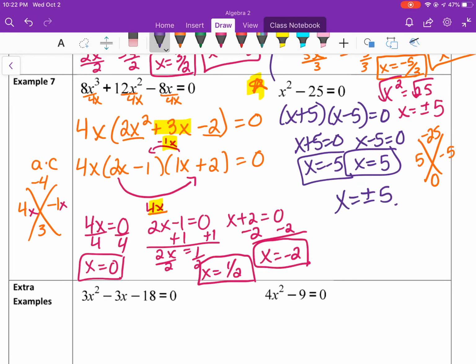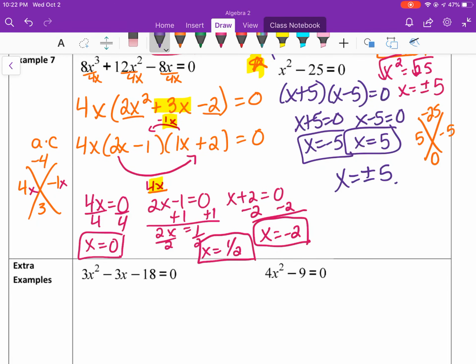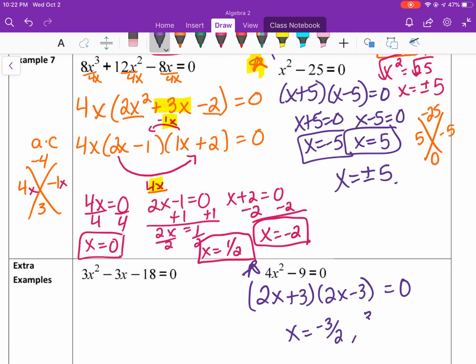Okay, that's notes for today. Let's see, I have 2 extra examples. Maybe just this one here is a difference of perfect squares, so it'd be 2x plus 3 and 2x minus 3. So your answers would end up being negative 3/2 and positive 3/2 if you solved that one. This one you take out a 3 first, and then it will be easier to factor.